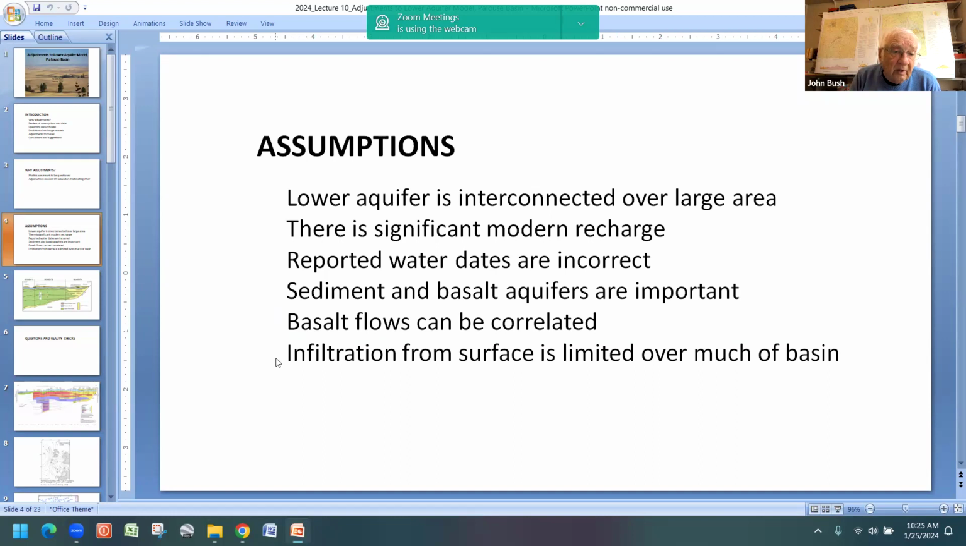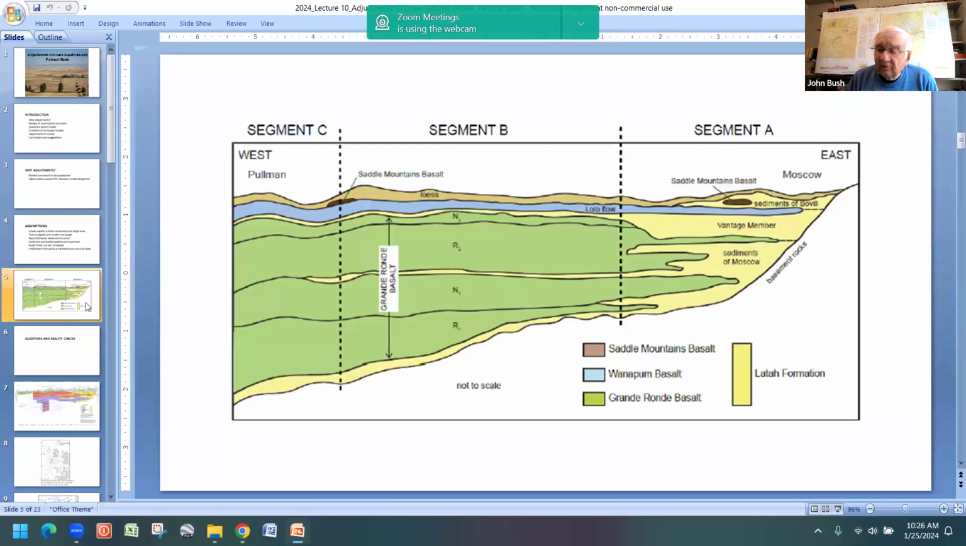And one last assumption that I have made when I tried to pull together a model is that infiltration from the surface, I mean precipitation or influx from stream channels, is very limited over much of the basin. This is another thing that down through the years we seem to forget. We've done a lot of studies. The data is a little confusing, but when you pull it all together, you realize that the water that we're drinking in our lower aquifer system is just not being supplied from direct infiltration from the surface over the Palouse Basin. And it's not being supplied from influx into streams.